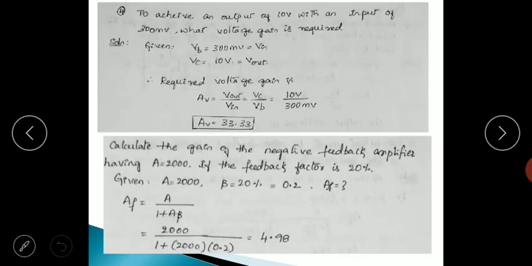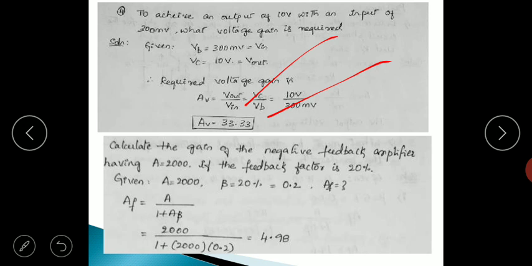We'll move forward. The next example is very simple, on the transistor as an amplifier. To achieve an output of 10 volt with an input of 300 millivolt, what voltage gain is required, which I already told you. The output is given and the input is also given. You have to find the gain. The gain is V0 by Vin, or Vc by Vb. Substitute 10 by 300 millivolt, and you will get a gain of 33.33. That is about the transistor as an amplifier and as a switch.